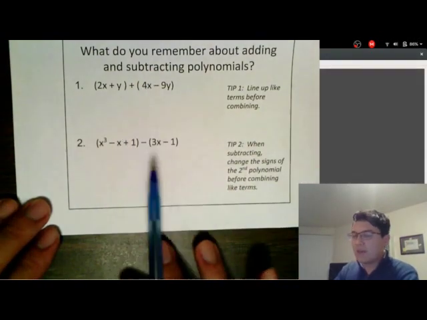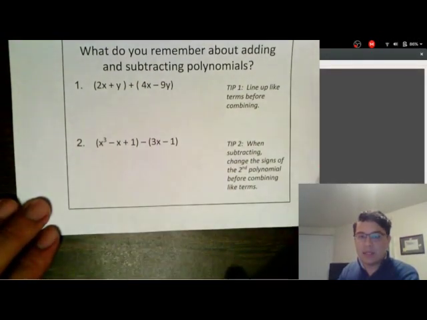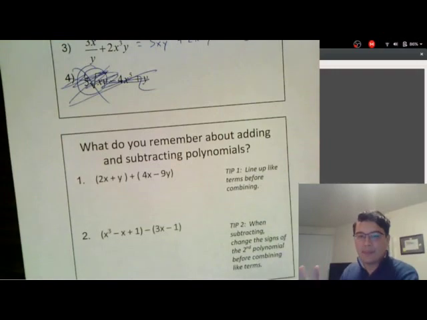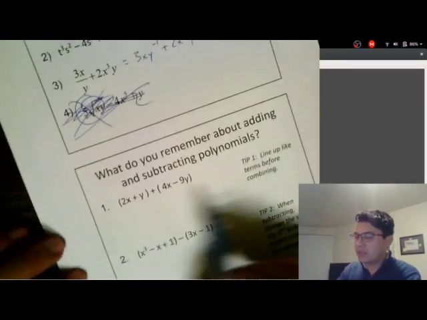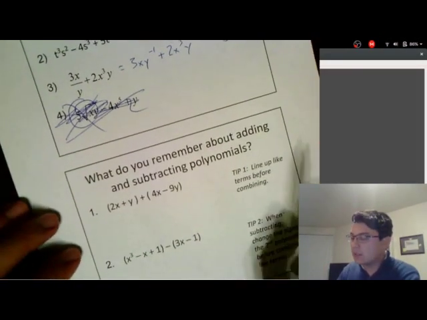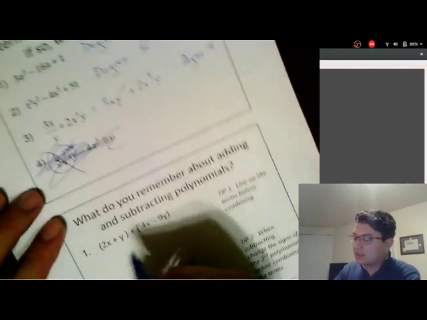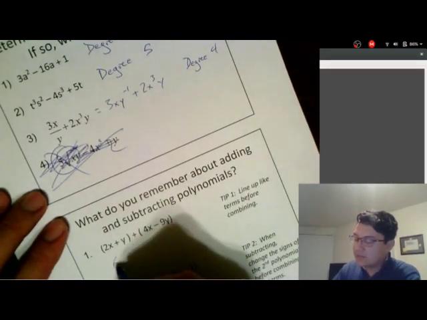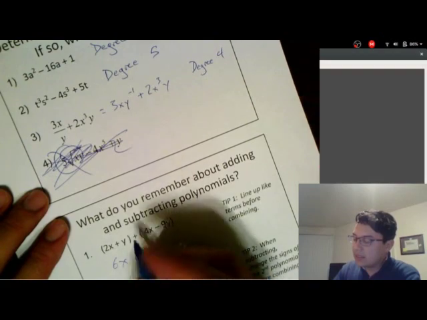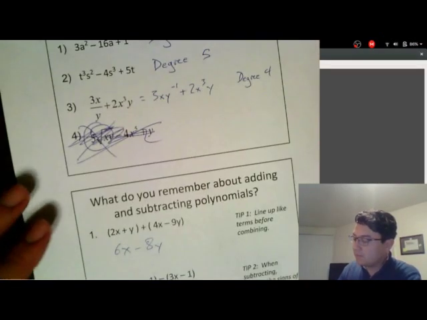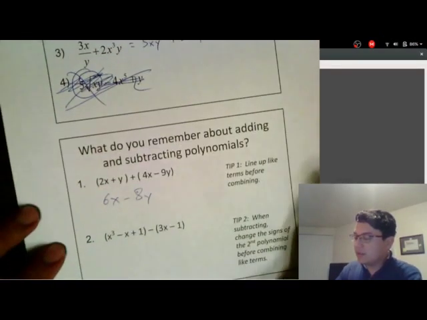So this is going back to what we did in the last lesson, just adding stuff together. We did our smiley face thing, or apples and oranges, or however you guys want to think of it. It's just combining like terms at the end of the day. So if we add these together, the x's added together, we'll have 6x. The y's added together, we'll have negative 8y. Okay. So just determine your like terms.